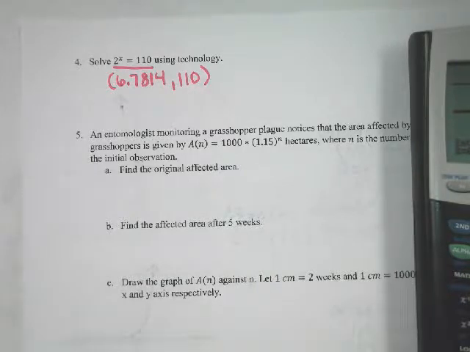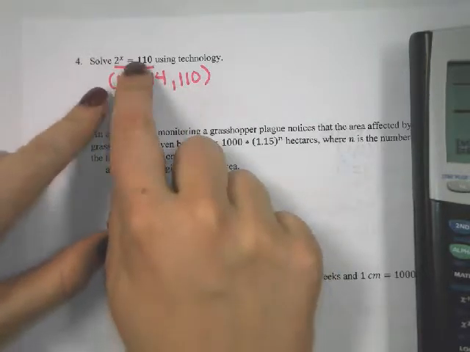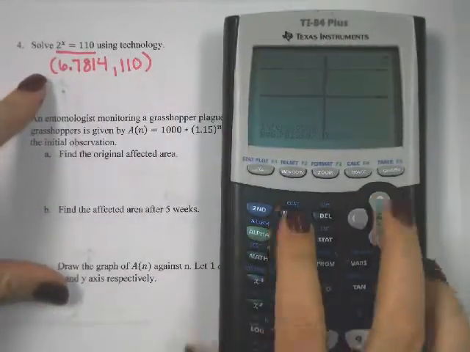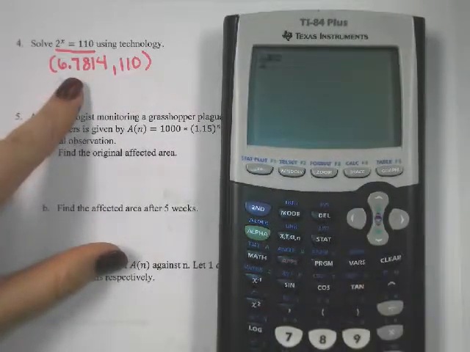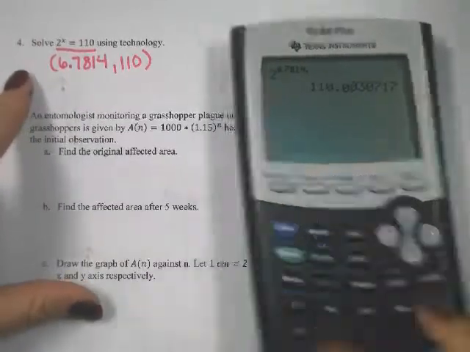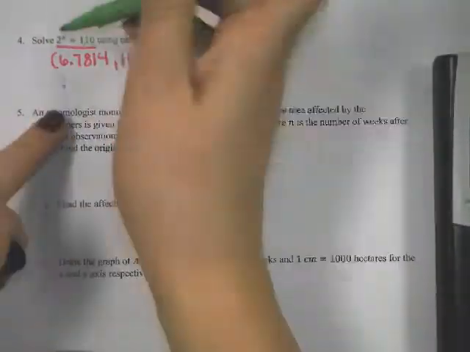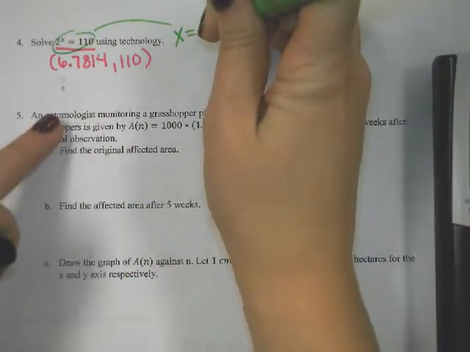So that means that this is my value of x that makes this true. So let's check. Second quit, 2 to the 6.7814 is about 110. Pretty close. So my answer to this question is x equals 6.7814.